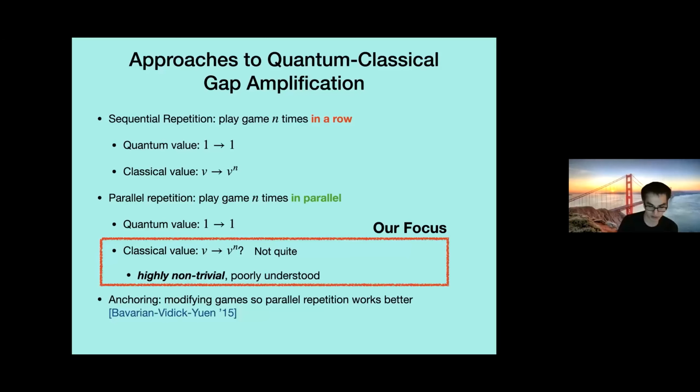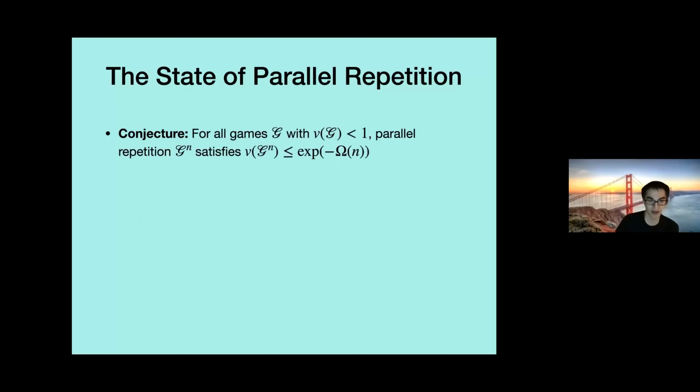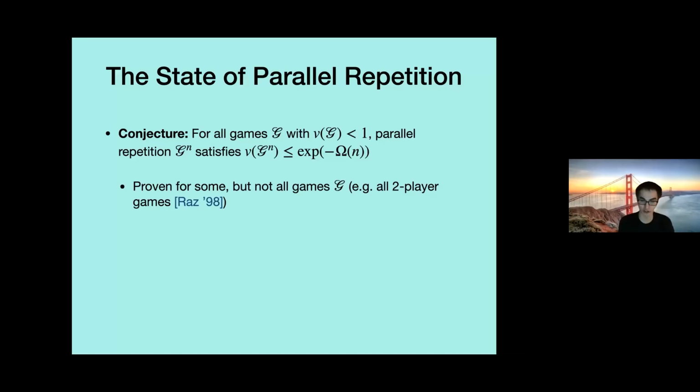as a mathematical question. All right, so what's known about parallel repetition? Well, first let's start with what's believed about parallel repetition. So it's, I think, broadly conjectured that parallel repetition should cause an exponential decay in the value, proven for some games, but not all games. And notably, it's been proven for all two-player games. The best general bound for arbitrary numbers of players is extremely, extremely weak.